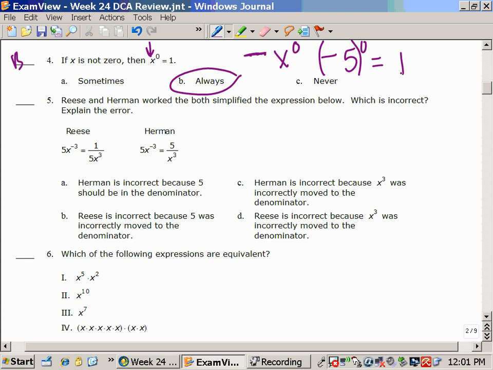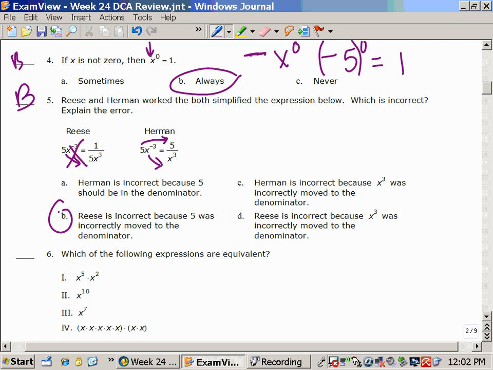All right, on number 5, this has actually been on a test before. This answer is also B. Reese, the way this has worked, he kept the 5 and the x together, and so the 5 went down to the bottom. That is incorrect. Herman did it right. The 5 goes on the top, the x to the third goes on the bottom. So the x to the third should be on the bottom by itself. Reese is incorrect because 5 should not be in the denominator.